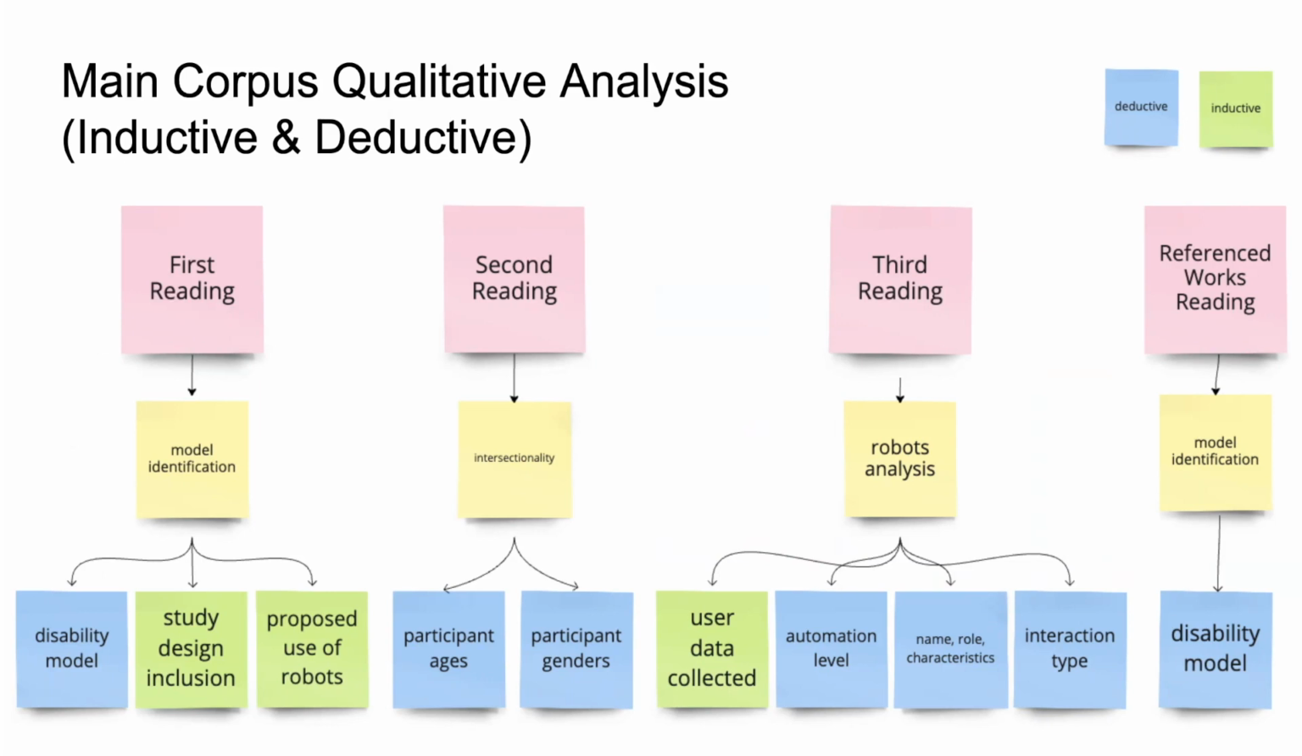And in our third reading, we did an analysis of robots where only the user data collected was inductive, whereas the automation level, name, role, characteristics, and interaction type, all of that was deductive because it came from work that's already been done in HRI.